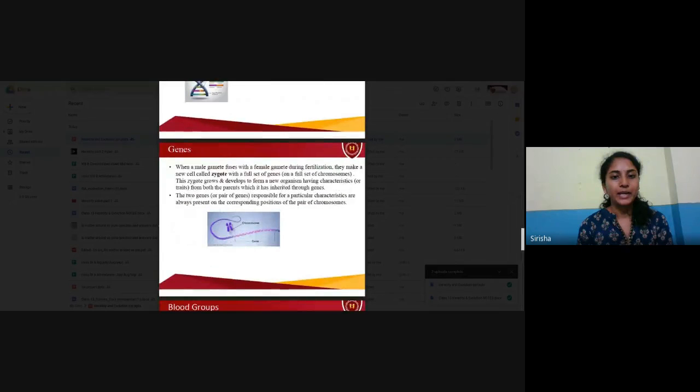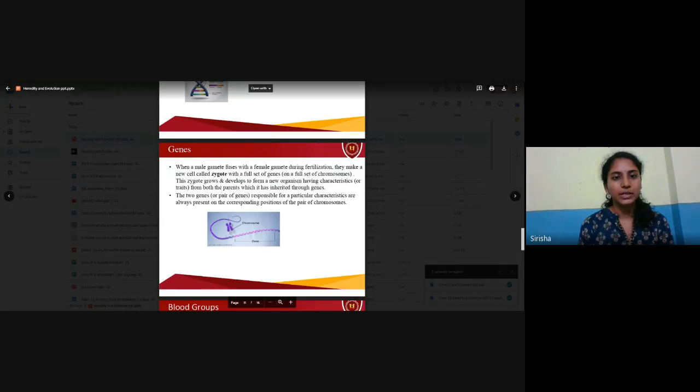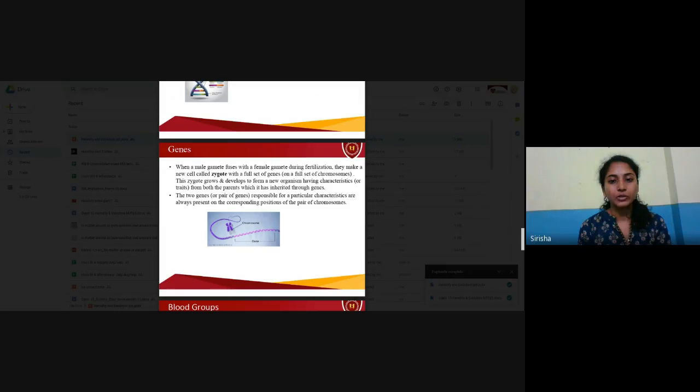Next is genes. When a male gamete fuses with a female gamete during fertilization, they make a new cell called a zygote. This we have studied in the previous chapter, that is, how do organisms reproduce. In the reproduction chapter, we have studied that when male gamete and female gamete fuse together, it forms a zygote with a full set of genes on a full set of chromosomes.